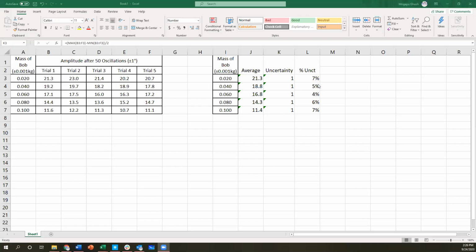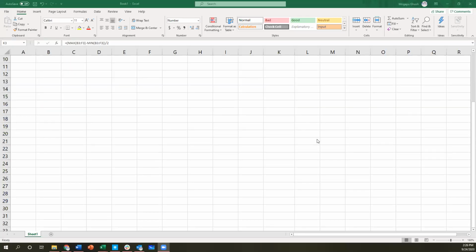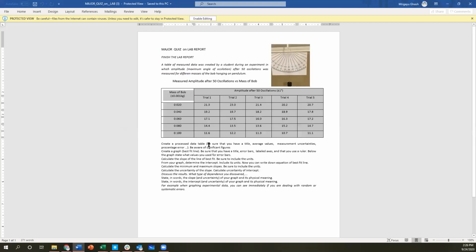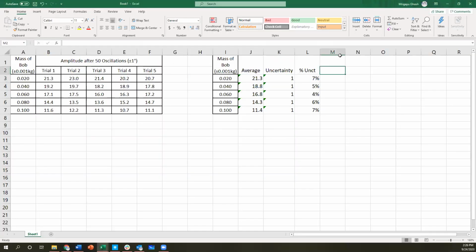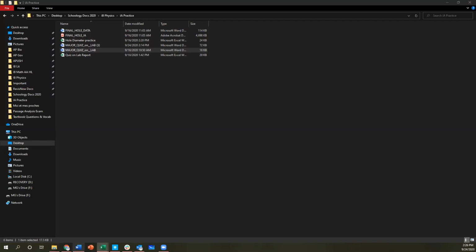Good. All right. So now the next step in the process. So that's your process data table. Ideally, I'm not going to put it in the table here because there's no need to, but you would write measurement, and you would write reported measurement as 21.3 plus minus 1, 18.8 plus minus 1, and so on and so forth. But I'm not going to put it here because there's no point. Okay, let me go back to the Word document here.